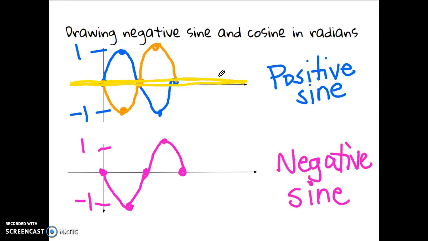Anyway, all right, so that's it for positive and negative sine. Now let's go ahead and go to negative cosine.